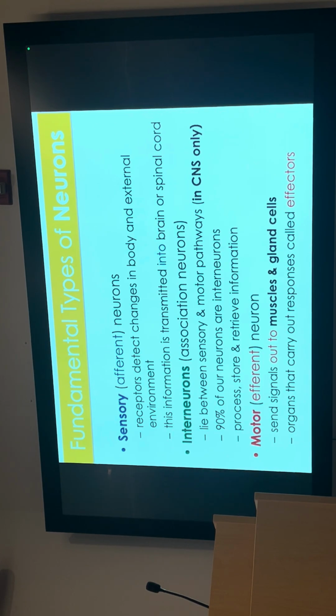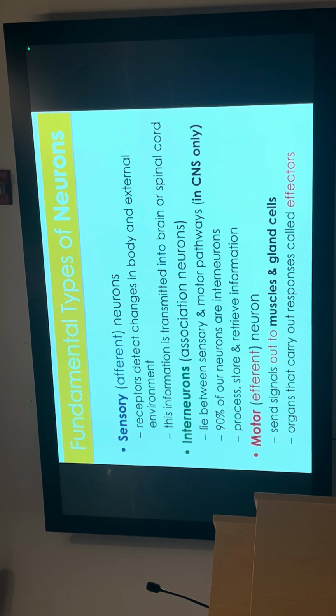We're going to talk more about specific pathways later for different types of information, but you touch something with your finger, let's say something sharp or hot, there's going to be a sensory neuron attached to that touch or pain receptor. It's going to come all the way in, it's going to enter your spinal cord. When it gets in the spinal cord, it's going to synapse with another neuron, an interneuron.